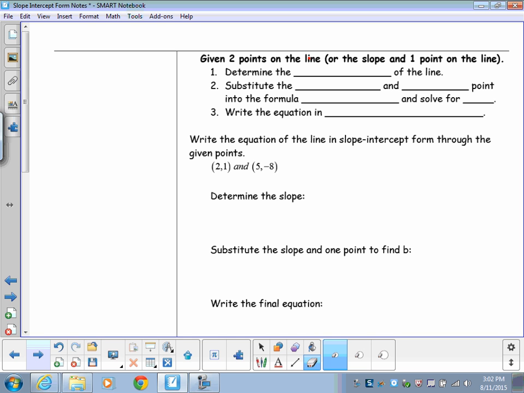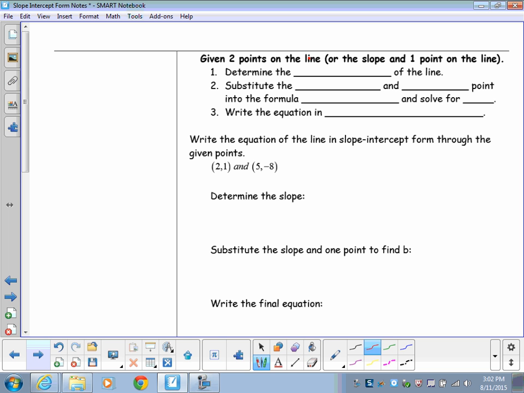On this particular page, we're going to write the equation in slope-intercept form using 2 points and also using the slope and 1 point. Here are our instructions. Determine the slope of the line, substitute the slope and 1 point into the formula y equals mx plus b, and solve for b, and finally write the equation in slope-intercept form. Again, this is what we're going to do.